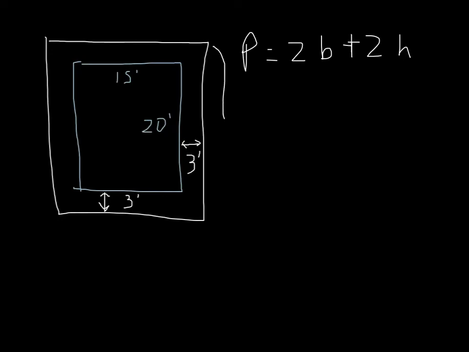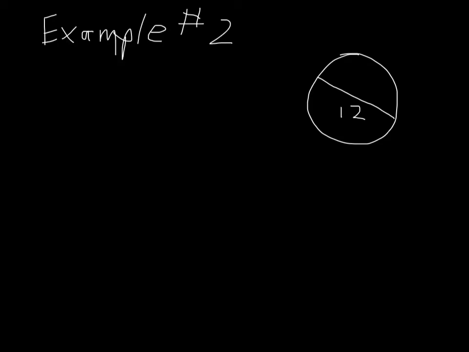This distance, hopefully you will see that this is 26. You've got to add the 3 twice, so be careful about that. That's 26 feet, and then this would be 21 feet. 15 plus 3 plus 3, and you would plug those numbers in and get the perimeter to be 94.